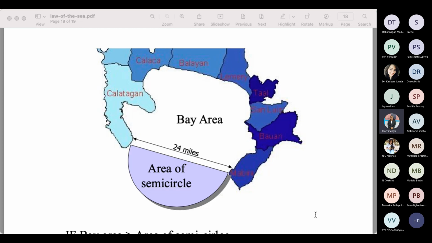Can you type the case name in the chat box? I'm doing that. Just give me a moment. 1985 ICJ.